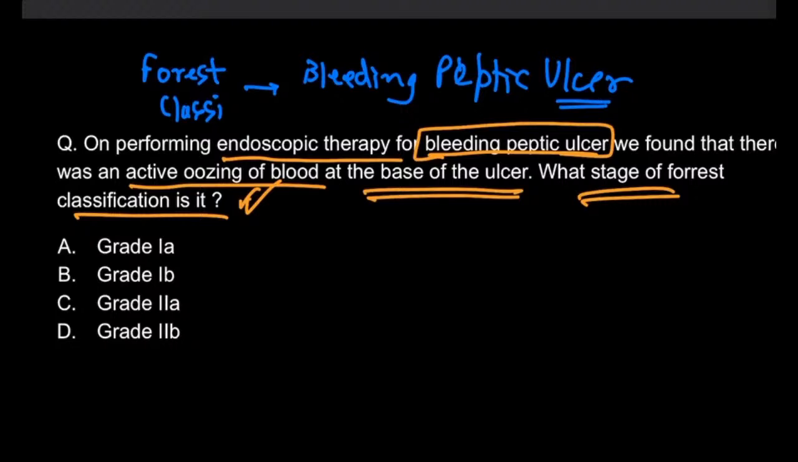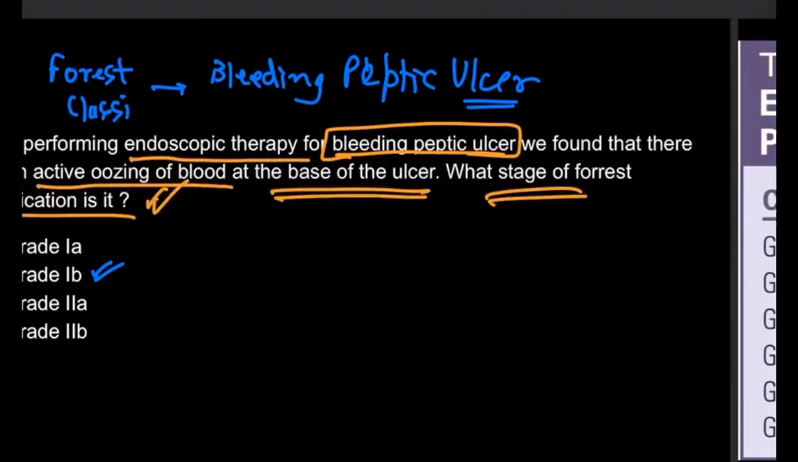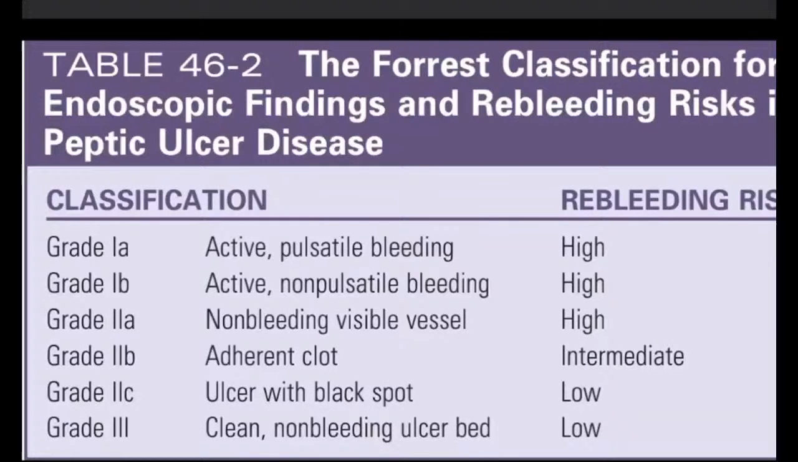So if you performed an upper GI endoscopy and you found that there is an active oozing of the blood, what do you think? What is the grade? If you say that it is a grade 1B, you are absolutely correct, guys. Now this Forest classification is very, very important. You need to understand this.